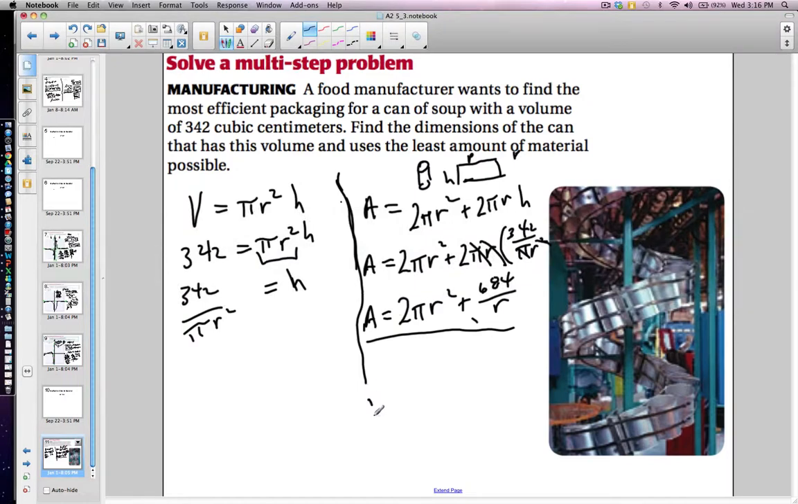So in this case, we're looking for r is equal to 3.8, and we're working in centimeters. Okay, so in this case, it was a great chance to use a graph to help find the answer, and that wraps up section 5.3.